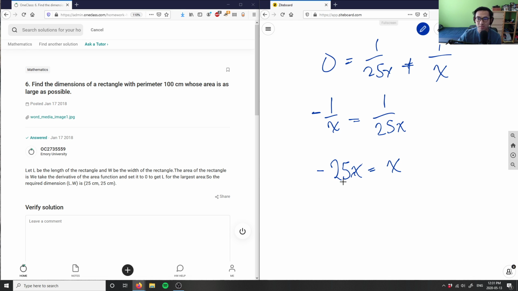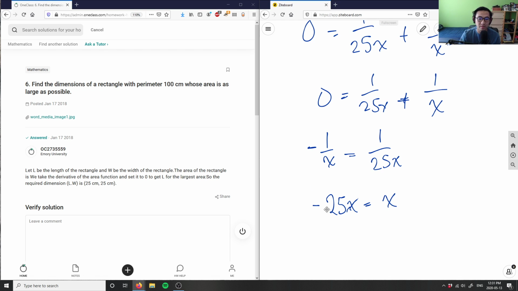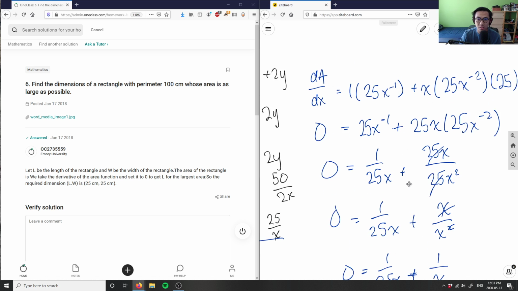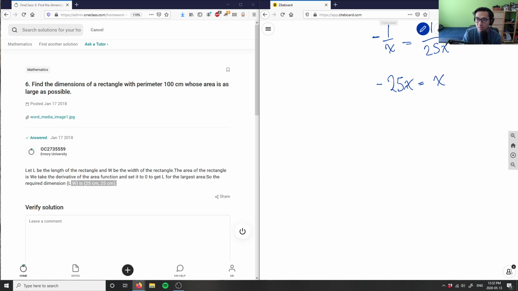So what this means is that our length, or the dimensions of a perimeter whose 100 here, is actually 25, right? Because these x's here cancel out, the derivative is actually independent of these dimensions here. So 25 here is our answer, and as you can see, 25 is going to be our x value for this answer here.